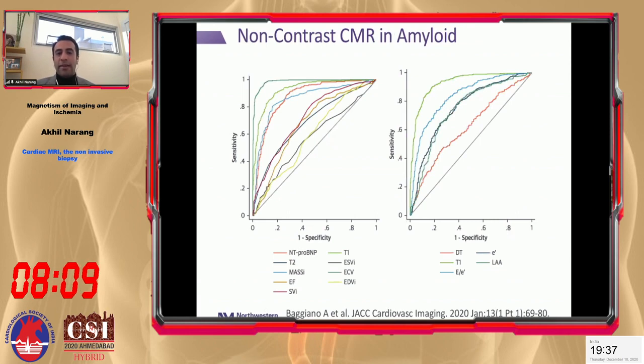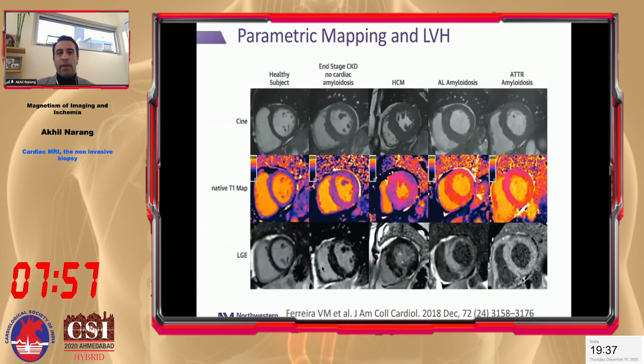If we just look at the native myocardial T1 times, this had the best sensitivity and specificity other than the ECV to be able to diagnose cardiac amyloid compared to either echo parameters or MRI parameters. And again, just another example of what it looks like. I can take patients with left ventricular hypertrophy. You might think it's hypertrophic cardiomyopathy, but I can differentiate, is this end-stage chronic kidney disease, hypertrophic cardiomyopathy, AL amyloid, or ATTR amyloid, simply by looking at the T1 map and the LGE. It can give us a lot of information.